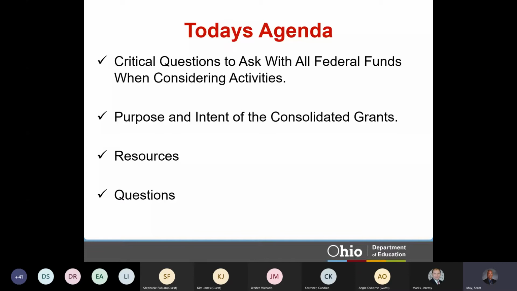On today's agenda, we're going to be talking about those critical questions to ask for all federal funds when considering activities, and the purpose and intent of the consolidated grants. This is kind of that 30,000-foot view. We're not going into a lot of detail with them, but when we talk about the activities and can we do this, it's going to become very important. Several resources that we're going to be presenting throughout the different slides and some more at the end. Some of them have been updated very recently, so we want to make sure that we share those with you.